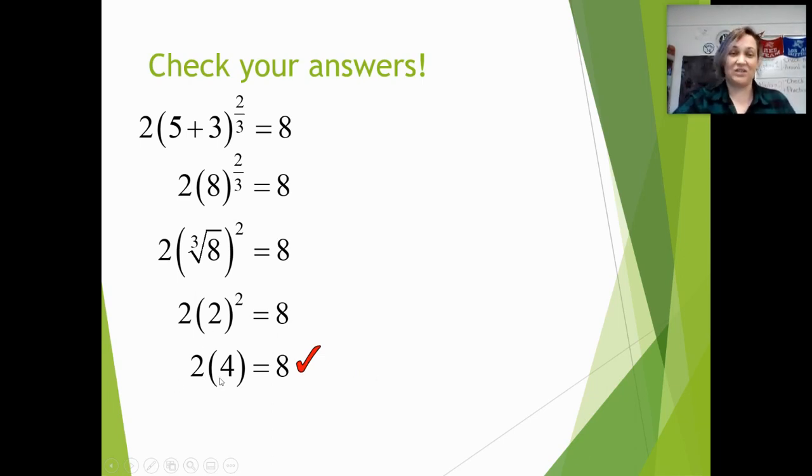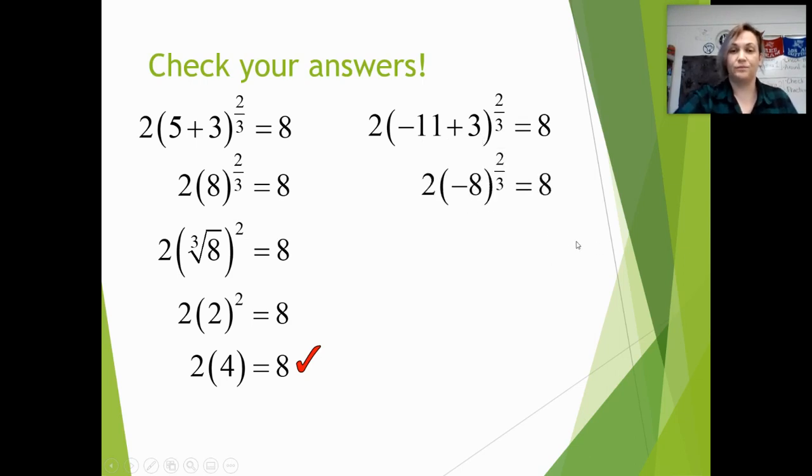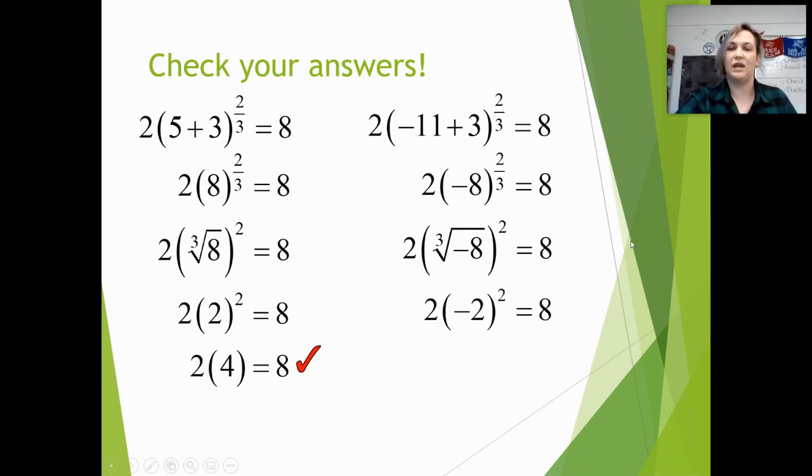Let's check our other answer. Our other answer was negative 11. So negative 11 plus 3 is negative 8. Just like in the first one, I'm going to cube root the negative 8. Now you are allowed to cube root a negative. If you have an odd index and the inside number is negative, you're just going to get a negative answer. So I get negative 2.